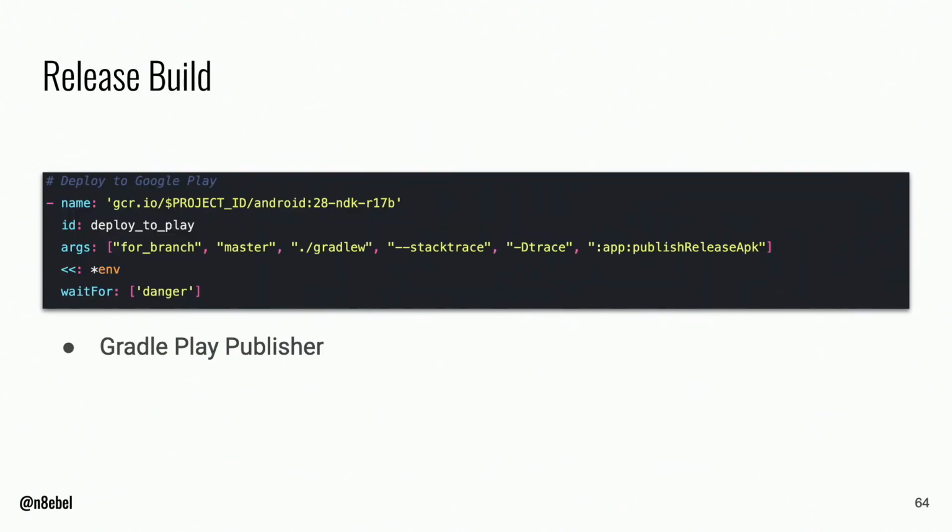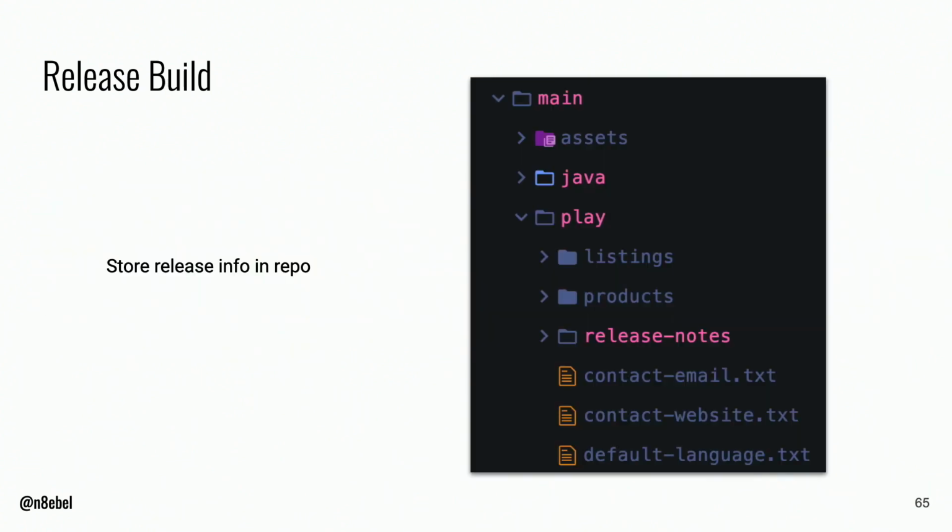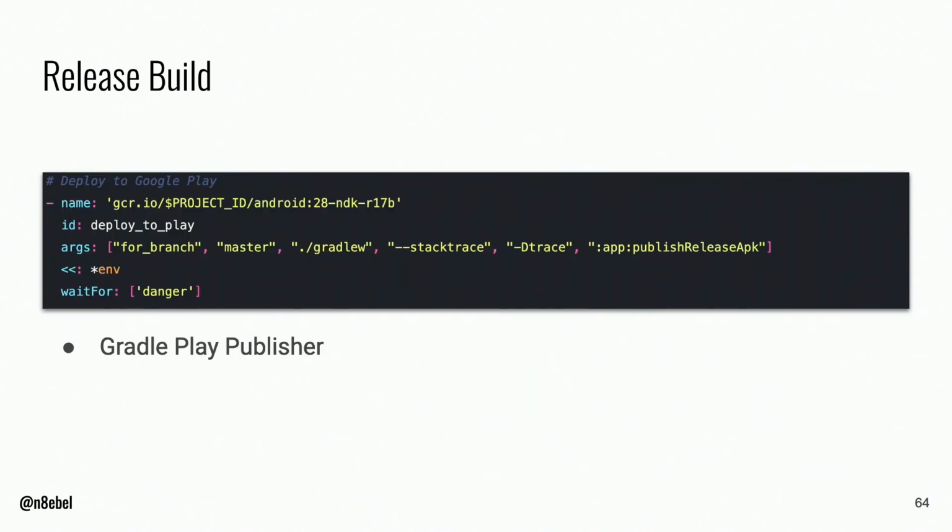Now on the flip side, we have the release build. So in this case, we have a for-branch master. We are running the publish release APK task. This is coming from the Gradle Play Publisher plugin, which is really great. It allows us to automate this process.